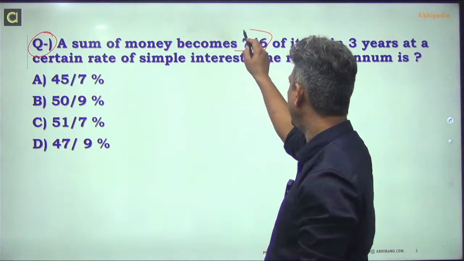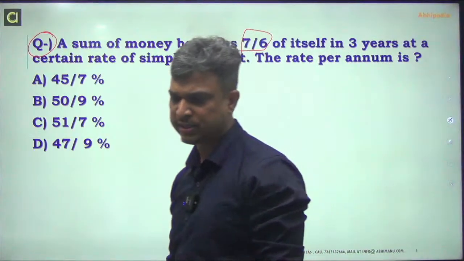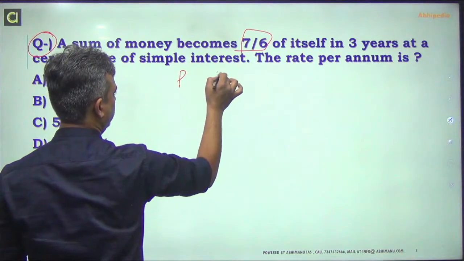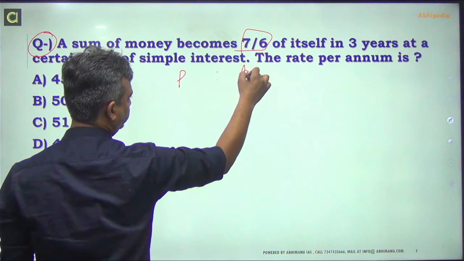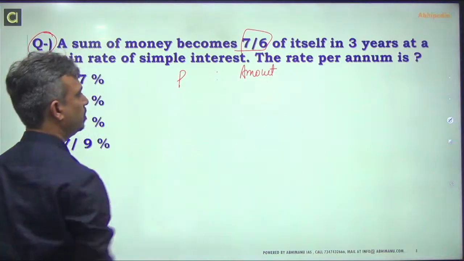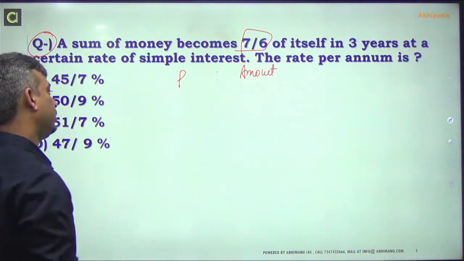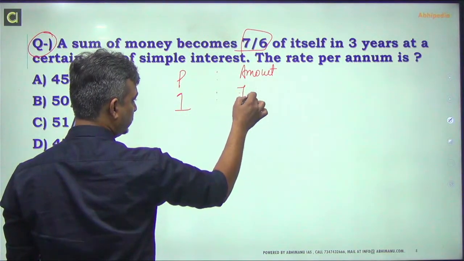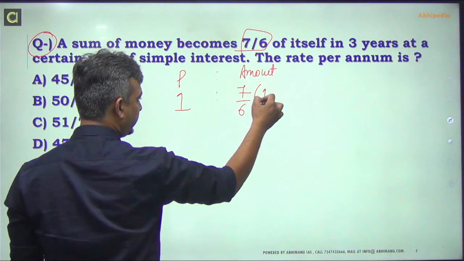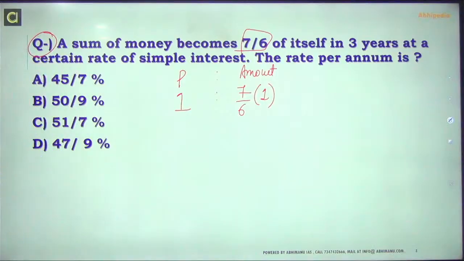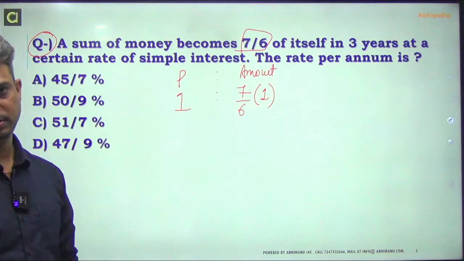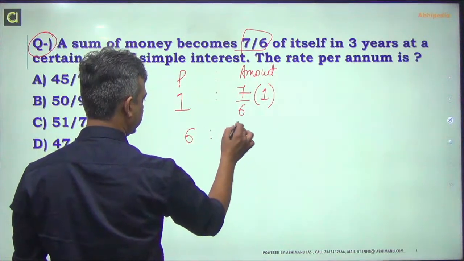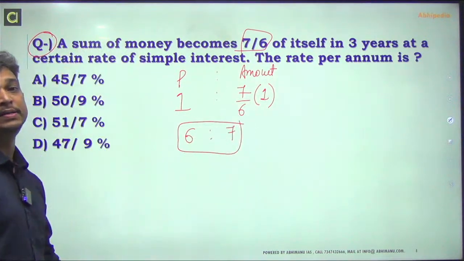The sum becomes 7 by 6 of itself in 3 years. You can say that if we have principal, then amount. If principal is 1, then what is the amount? 7 by 6 times of itself, it means 7 by 6 of 1. Is that clear? If this point is clear, so just cross multiply them. If principal is 6, amount is how much? 7. Is this point clear?